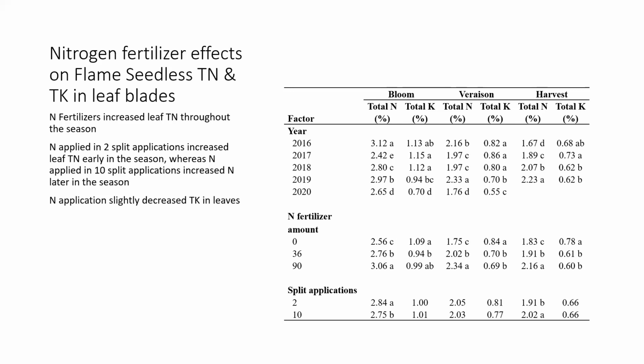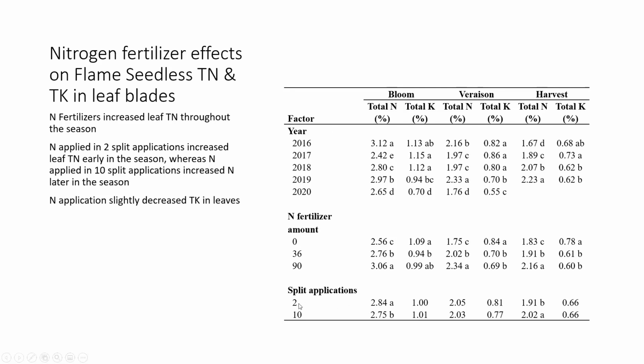So N fertilizers increased leaf TN throughout the season. So you can see in this table, we have main effects of year. That's that first batch of data near the top of the table. Then we have the effects of fertilizer amount. And then I haven't talked about it yet, but we also looked at the effect of split applications.